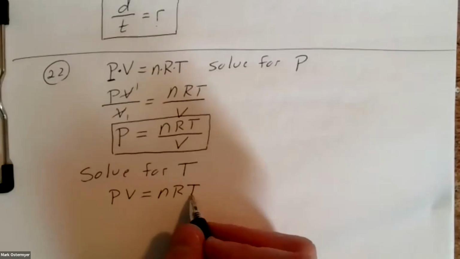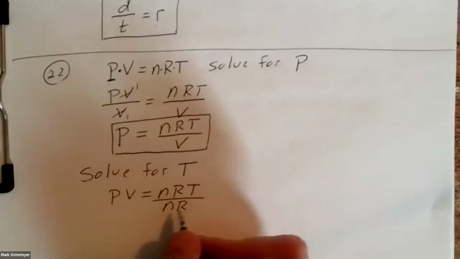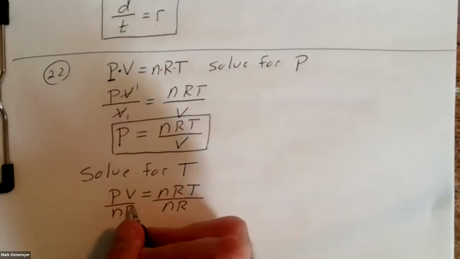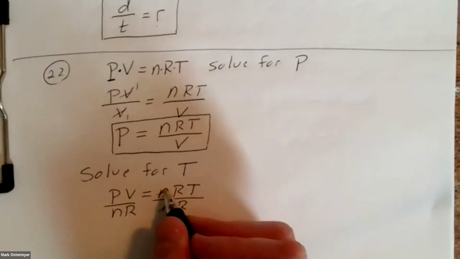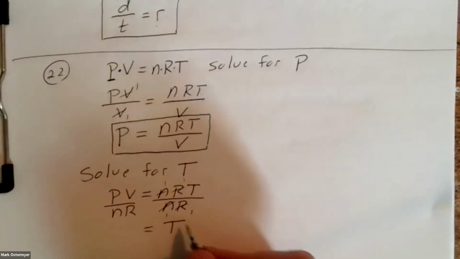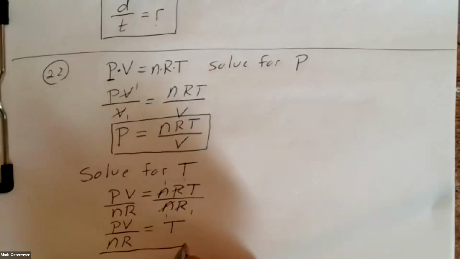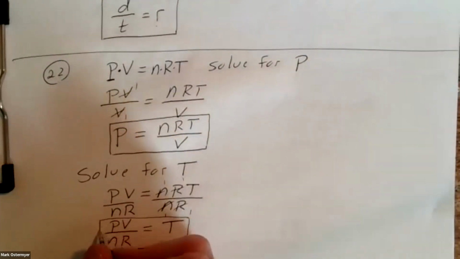Divide it by N and R. Well, we want to get T by itself. Yeah, we got to knock out N and R. Let's divide both sides of the equation or formula by N and R. The N's reduce to 1 on the right. The R's reduce out to ones on the right, leaving us with T all by itself. And that's what we wanted. So T is equal to P times V divided by N times R. We have successfully solved this formula for T.